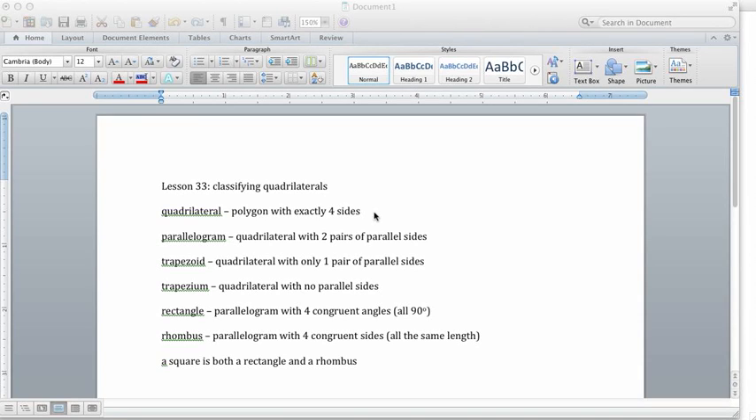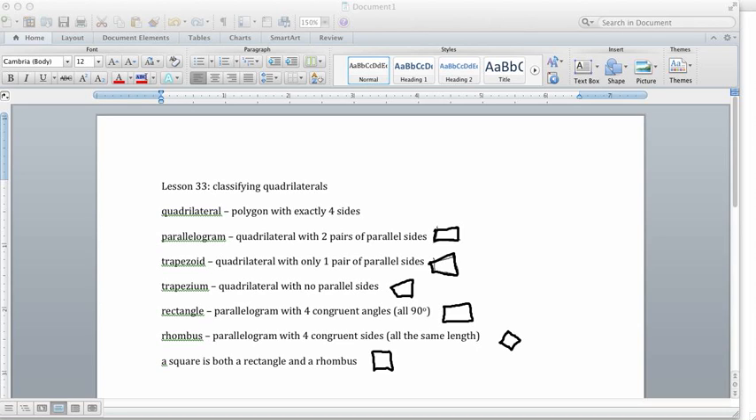Hi everyone, today we're going to be talking about Lesson 33, Classifying Quadrilaterals. So the first thing that I would like you to do is copy these definitions along with the accompanying pictures into your math notebook. So a quadrilateral is a polygon with exactly 4 sides.